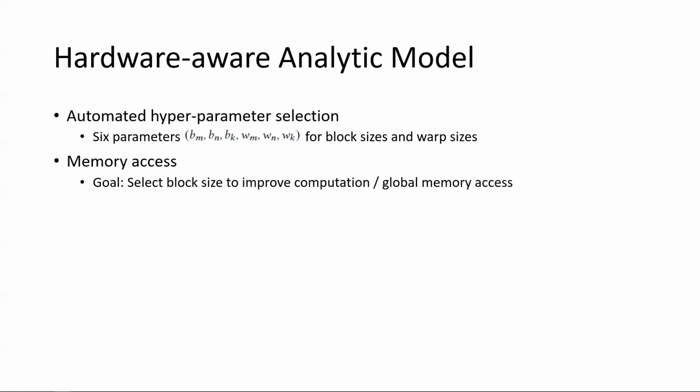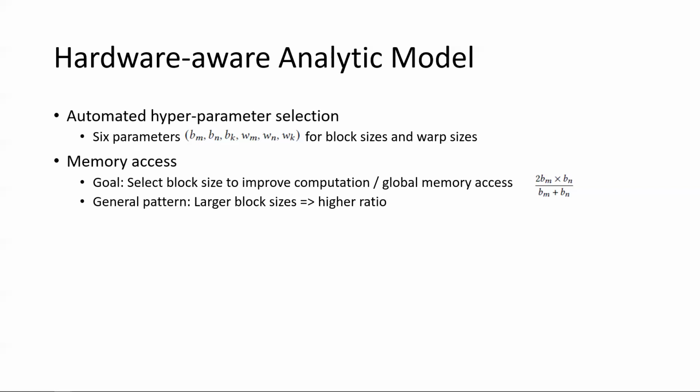So the first thing is memory access. We want to select the block size to improve the ratio between computation and the global memory access. A higher ratio usually indicates a better performance. After some computation, we can use this formula to summarize this ratio. For the detailed computation procedure, please refer to our paper.